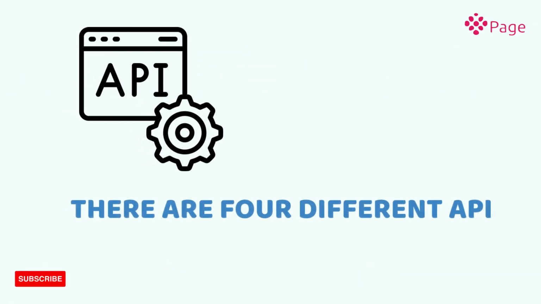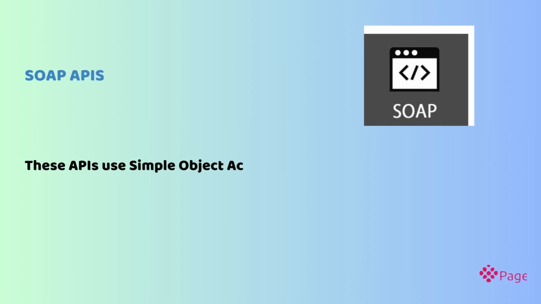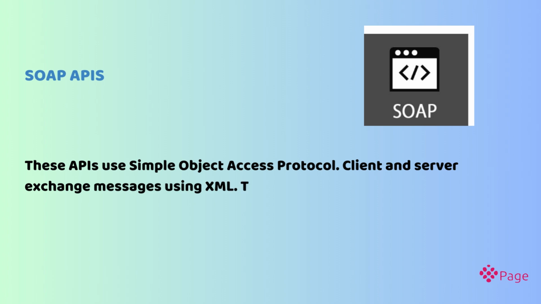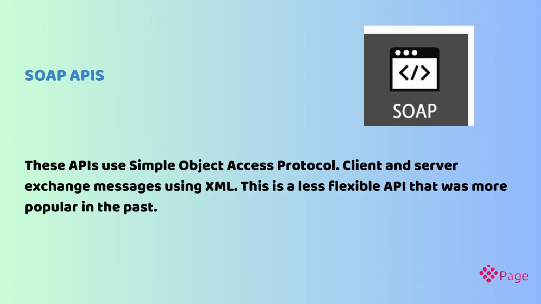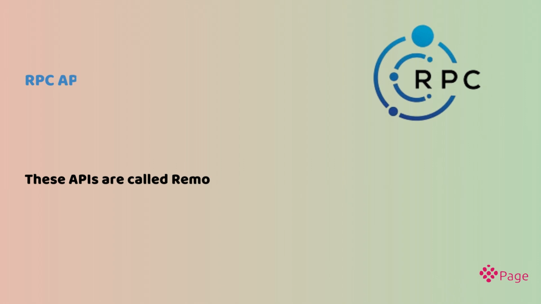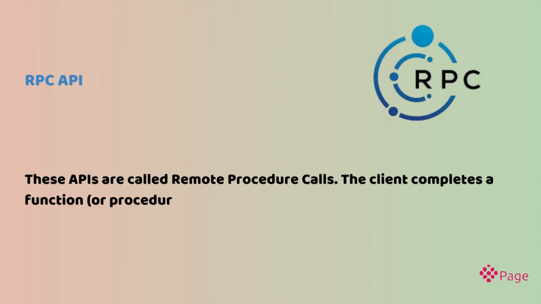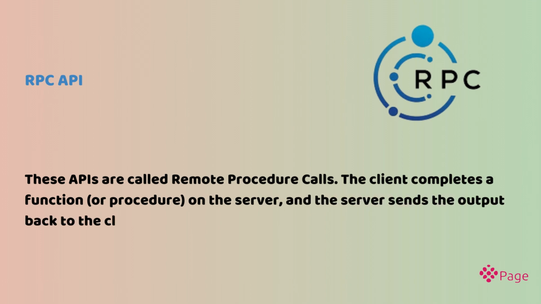There are 4 different APIs. SOAP APIs. These APIs use Simple Object Access Protocol. Client and server exchange messages using XML. This is a less flexible API that was more popular in the past. RPC API. These APIs are called Remote Procedure Calls. The client completes a function, or procedure, on the server, and the server sends the output back to the client.